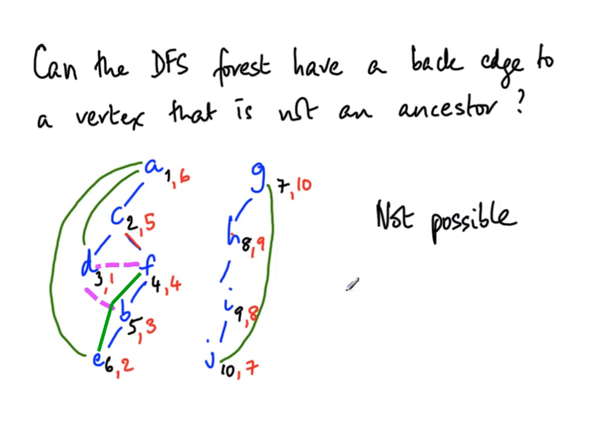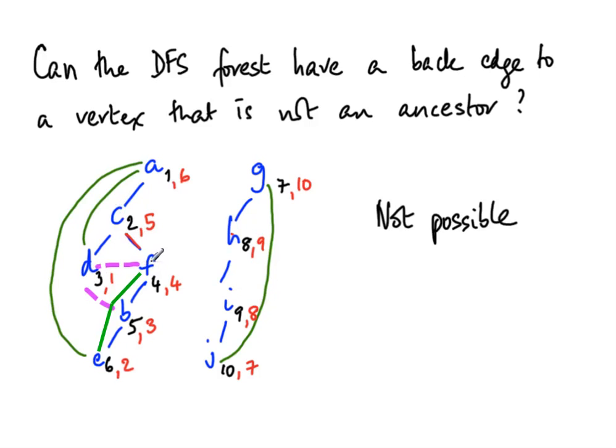And the reason is simple. So supposing there was an edge from D to F, then when we were exploring the neighbors of D, since D was explored before F, at that point F would have been an unvisited neighbor. So F would have been added below D. We would not have had to go back up to C in order to explore F.